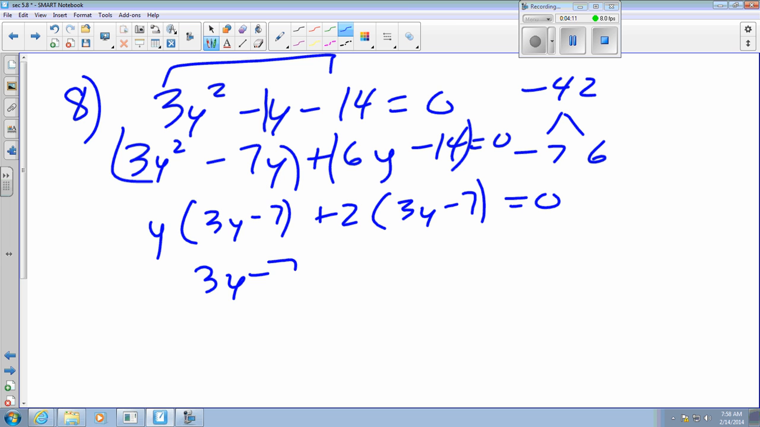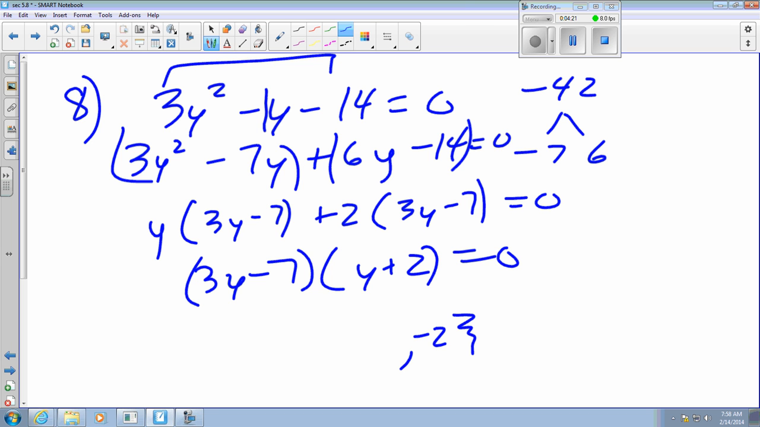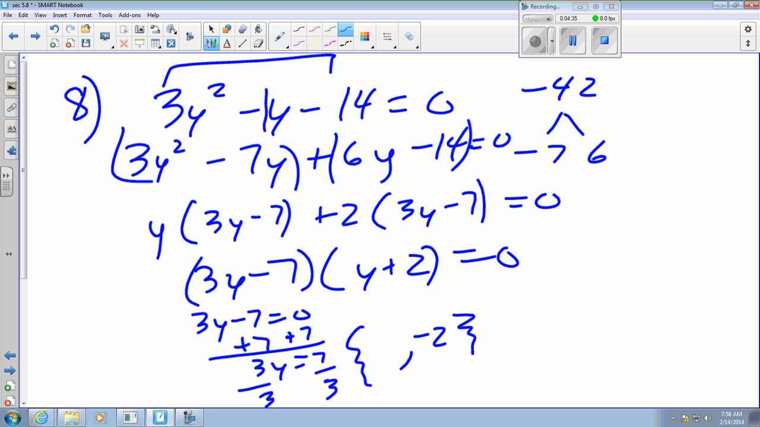Let's rewrite it as 3y minus 7 times y plus 2. And this one, I know in my fancy bracket I'm going to have a -2. But this one has a number in front here, so I have to set that equal to 0 and solve it. Plus 7, plus 7. I get 3y equals 7, divide by 3, divide by 3. And so I get 7/3 with the -2.